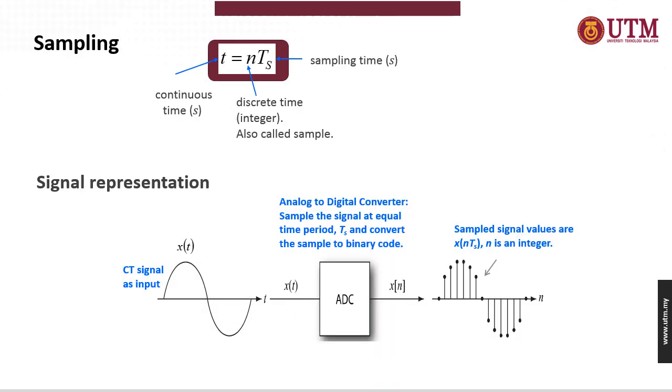Basically the sampling can be represented by this equation: t equals n Ts, in which n is an integer, 1, 2, 3, 4, whole numbers, and Ts is the sampling time. As mentioned in class before, sampling time can be calculated from the sampling frequency Fs. The sampling time or sampling period is basically the spacing between the first sample and the next sample, and so on.